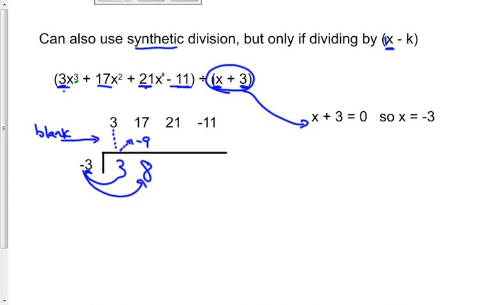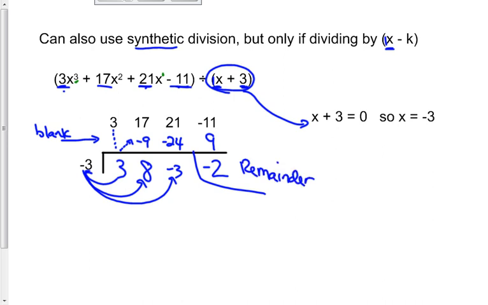Multiply. Negative 3 times 8 is negative 24. That negative 24 comes up here underneath my next number. And now I add again. 21 plus negative 24 is negative 3. And I go one more time with a multiply. Negative 3 times negative 3 is 9. And I add these two numbers, and I get a negative 2. No matter what happens, this number sitting in the back will always be our remainder. Sometimes you'll get a 0 right here, which means you have no remainder. Sometimes you do have a remainder.